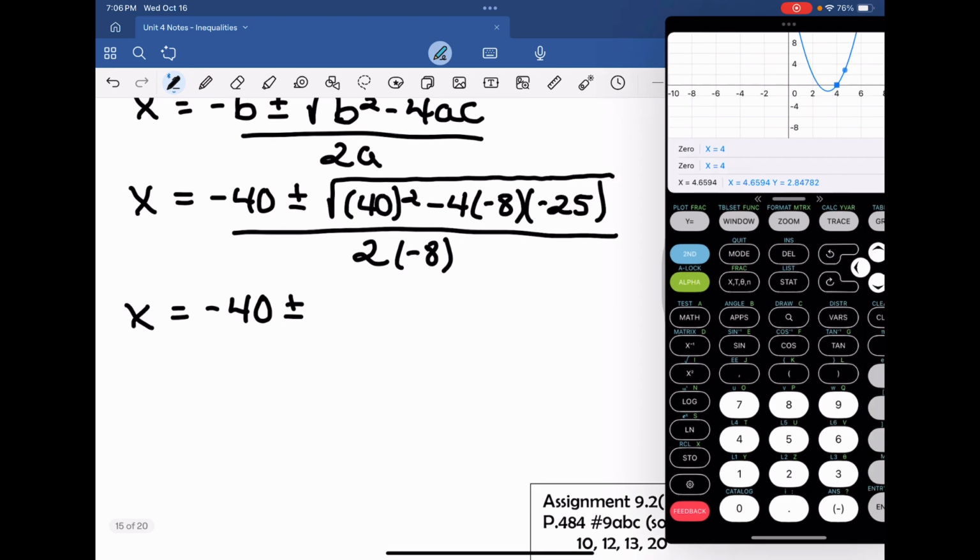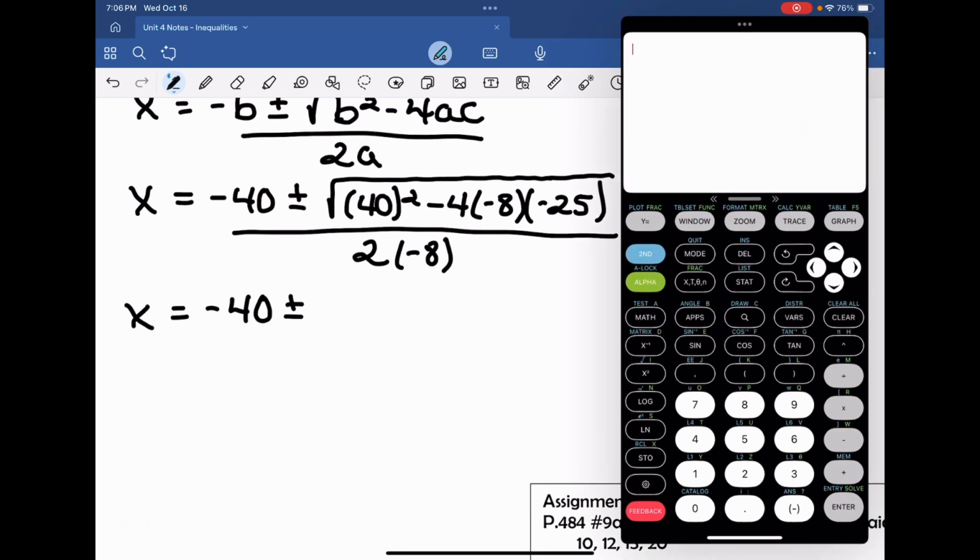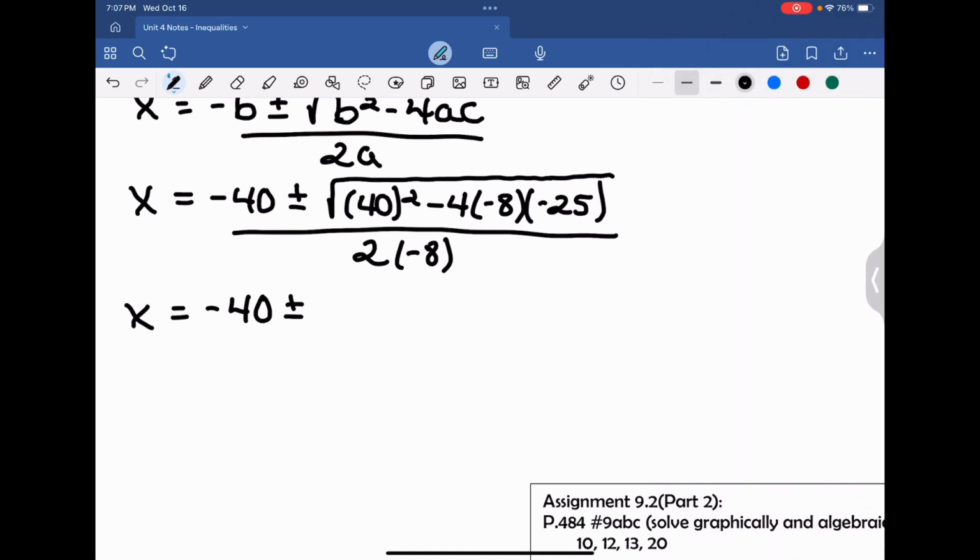Excellent. So now when we simplify this, we get x is equal to negative 40 plus or minus. Let's do this one in our calculator here. We're going to go back to the main menu, go second, the root key. We're going to go 40 squared minus 4 times negative 8 times negative 25. And then we're going to end up getting that this is 28.28. As long as we hold on to a tenth, we're okay with that, 28.28. And then this is all divided by negative 16.